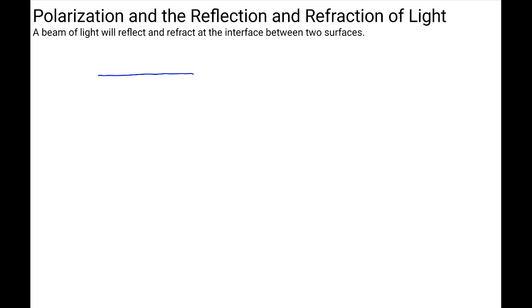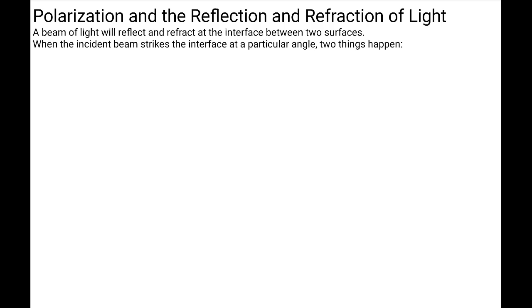If this is the interface between a medium with index of refraction n1 and n2, and then we have a beam of light that strikes the interface, then we know that it will be reflected so that the angle of incidence is equal to the angle of reflection, and it also will be refracted. So let's say that it goes this way, and we would have to use Snell's law to figure out this new angle, the angle of refraction. So this is what I mean by, a beam of light will reflect and refract at the interface between two surfaces.